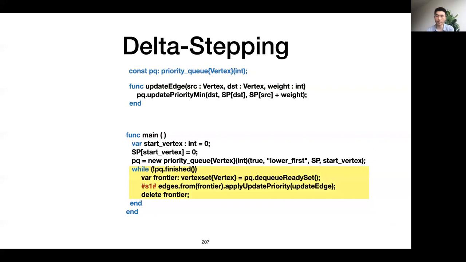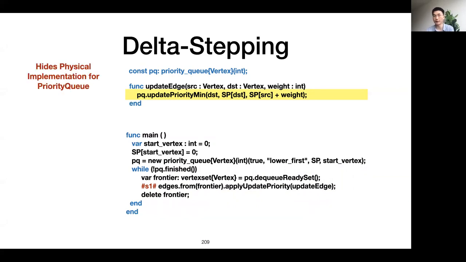And if not, it would dequeue the next set of vertices that are ready to be processed, which are of the smallest priority. And you can apply this update edge function on all of the edges coming out of vertices in the frontier. In the update edge function, we can use update priority min to update the priority of destination nodes to be the minimum of the shortest path to the destination node or the shortest path to the source plus the weight of the edge.